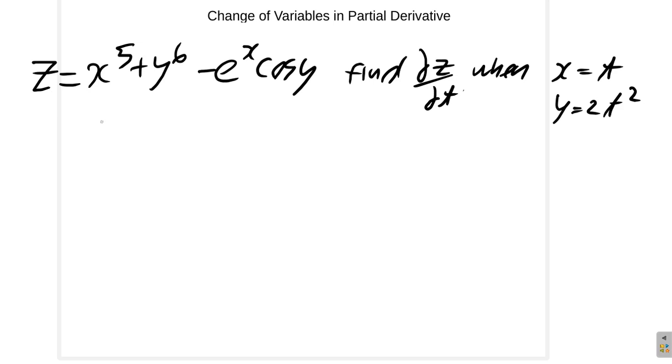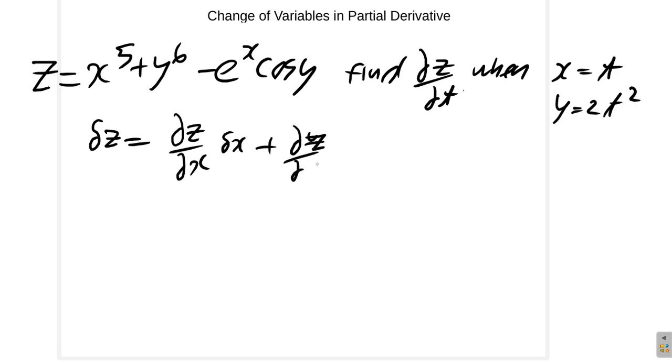we know that a change in z is equal to the partial derivative of z with respect to x times a change in x plus the partial derivative of z with respect to y times a small change in y. That's a formula that you must carry around in your head, right?